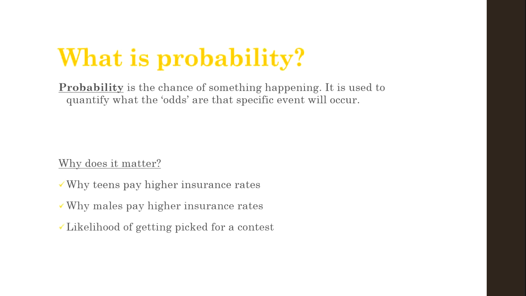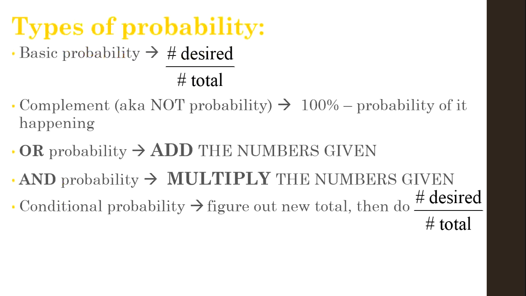And then likelihoods of getting picked for contests and drawing things out of hats and all that stuff. That's all stuff related to probability. So when you hear the word chance, when you hear the word odds, when you hear the word likelihood, and there's numbers attached to it, that's all typically going back to probability.